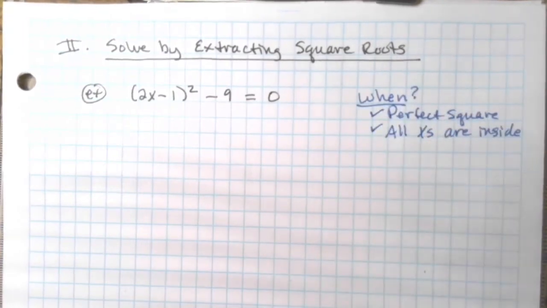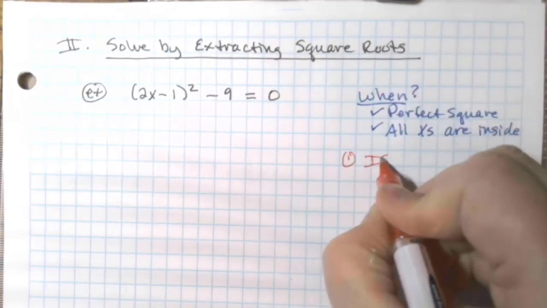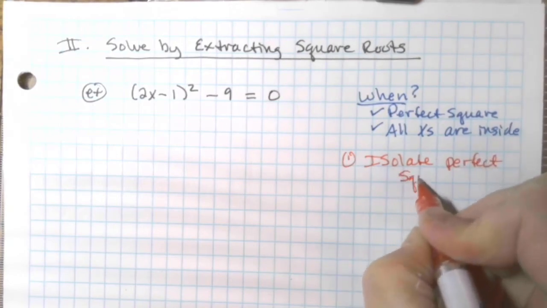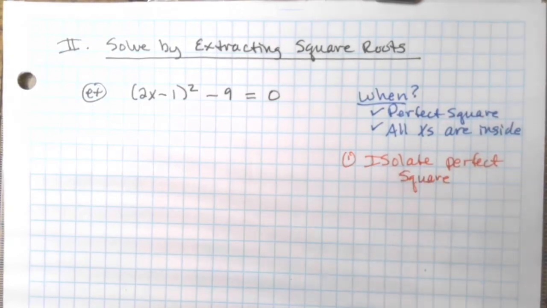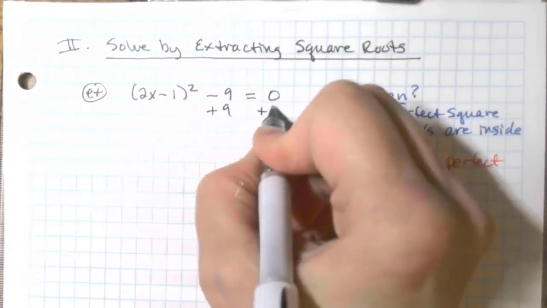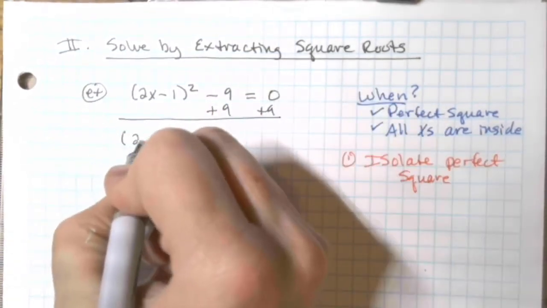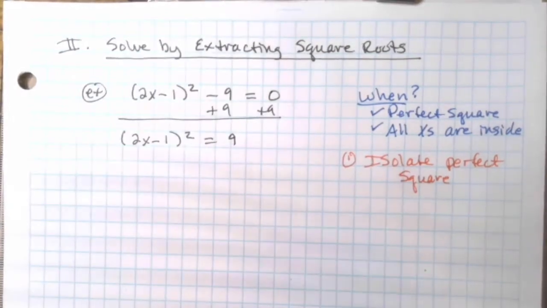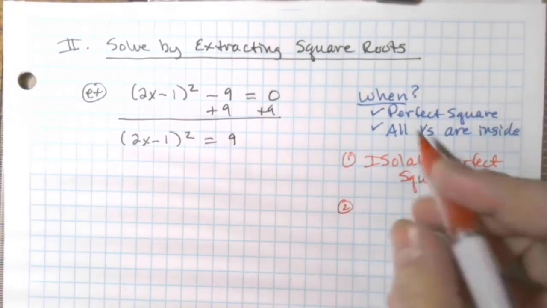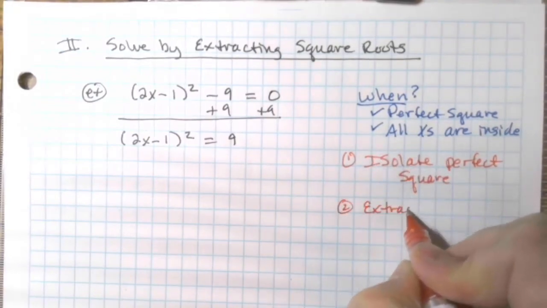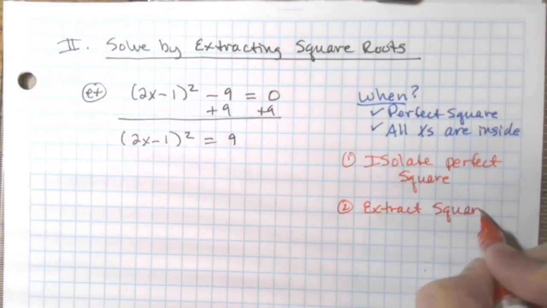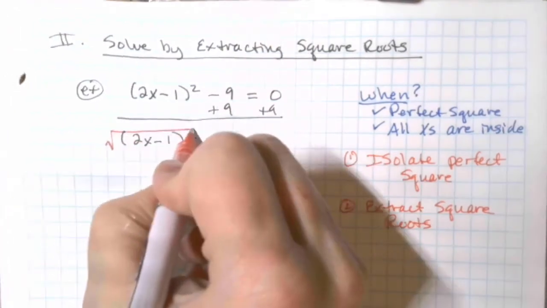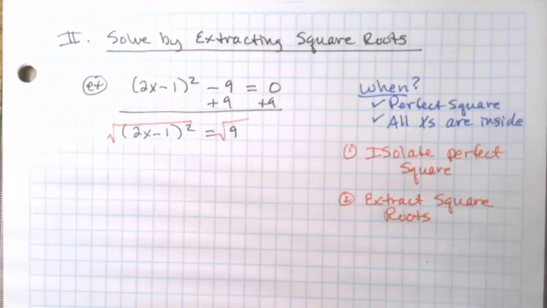All right, so what are our steps? Number 1, you're going to isolate the perfect square. So on this equation, we're going to add 9 to get it over to the other side. Now I've got 2x minus 1 squared equals 9. That's your first step. Step number 2, we extract square roots, which basically means you take a square root of both sides. Square root of the entire left, square root of the entire right.